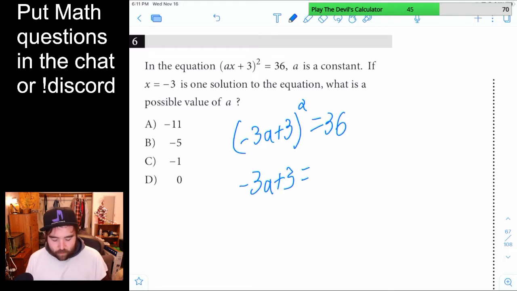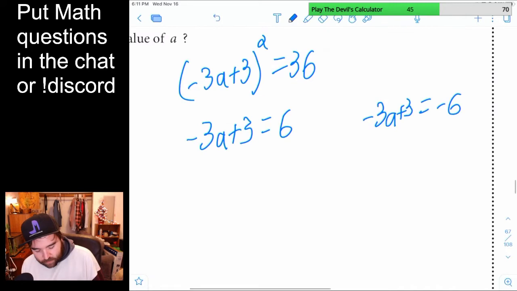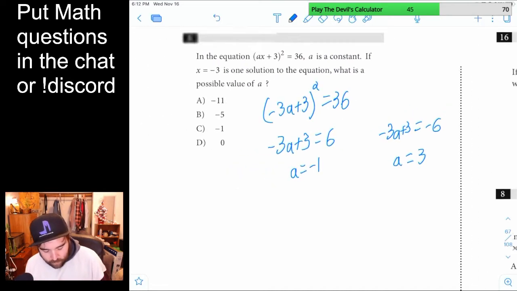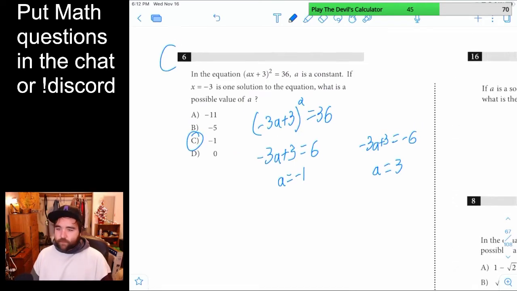Because when we square root both sides, don't forget, we always need plus or minus. So we're going to have the square root of 36, so positive 6, or negative 6. And now we just solve for a. So we'll get our two solutions. So subtract 3, divide by negative 3. We get that a equals negative 1. Subtract 3, divide by negative 3. We get that a equals 3. So those are the two solutions. We just pick the one that's there. C.